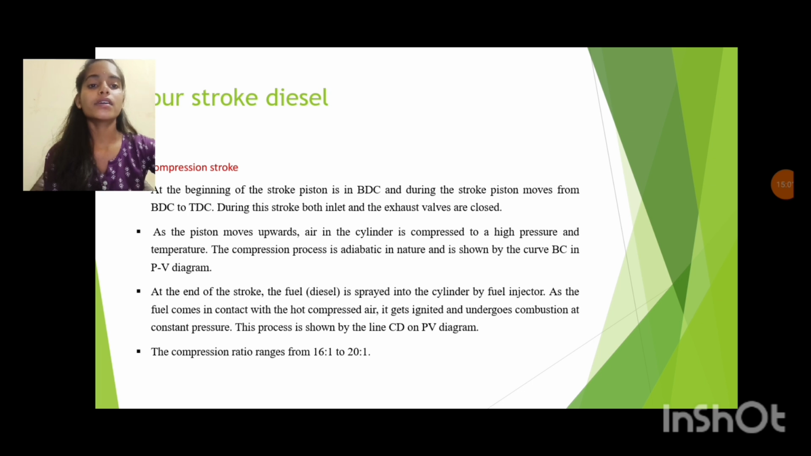At the end of the stroke, diesel fuel is sprayed into the cylinder by the fuel injector. As the fuel comes into contact with the hot compressed air, it gets ignited and undergoes combustion at constant pressure. This process is shown by the line CD on the PV diagram. The compression ratio ranges from 16 to 1 to 20 to 1.